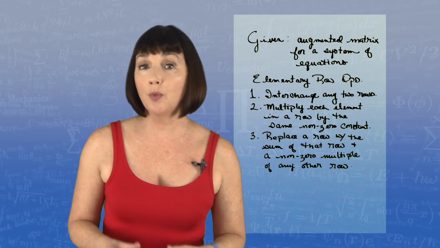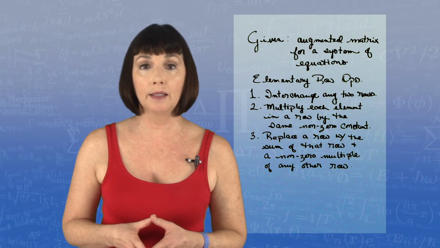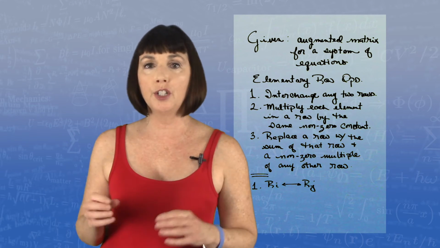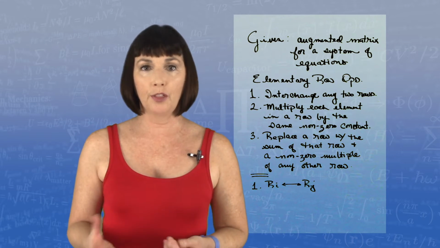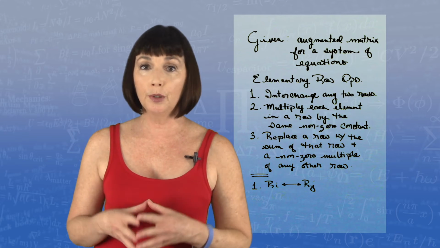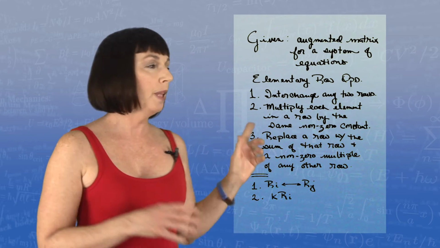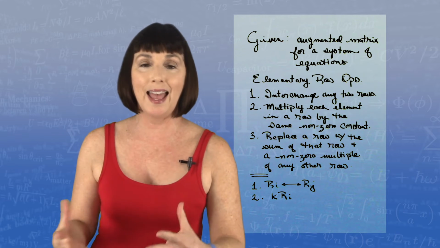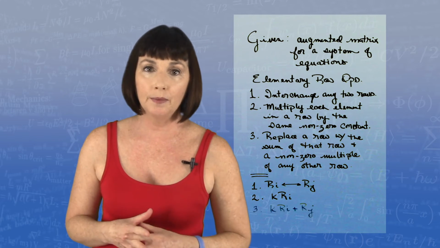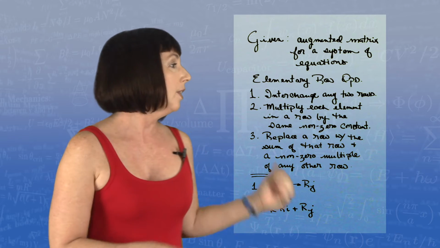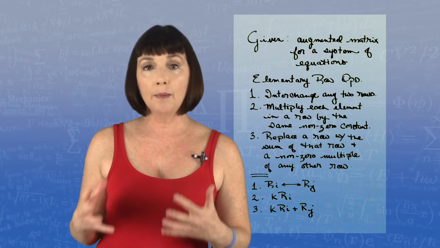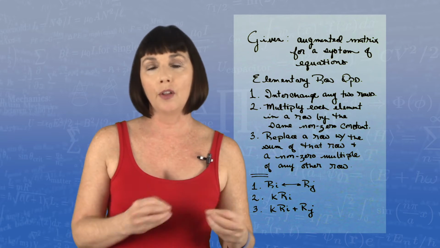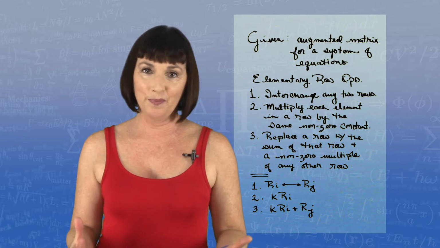We can write these row operations symbolically. So here's the first one. This would be interchanging the ith row and the jth row. Number 2, we can multiply each element in the ith row by the non-zero constant k. And the third one, we can replace the jth row with the sum of the jth row and a non-zero multiple of all the elements in the ith row.